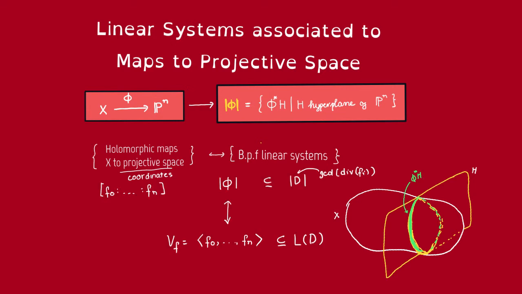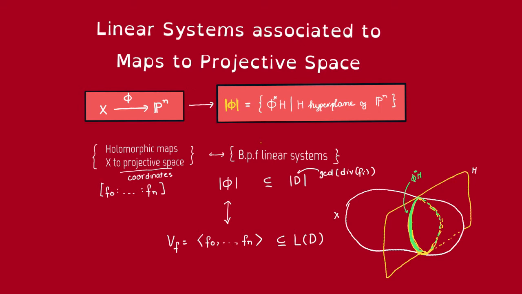So let us first explain why this is a linear system. Which linear system does this correspond to? It would have to correspond to some subspace of some L(D) for some divisor D, right? And the divisor D is going to come from the tuple Fi. Every holomorphic map phi corresponds to some tuple of meromorphic functions on X. So the divisor D we can get from the tuple Fi, and the linear system here will correspond to the span of the Fi, which is a linear subspace of L(D).